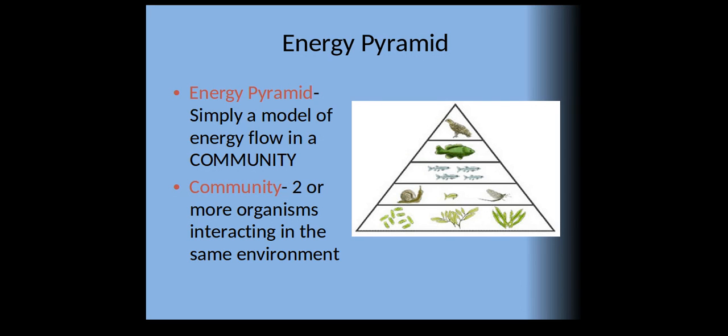Now, an energy pyramid is simply a model of energy flow in a community. Remember what a community is? Yes. Community is two or more organisms interacting with each other in the same area. So, a pyramid doesn't have to contain all elements of an ecosystem, but can be limited to just a community.